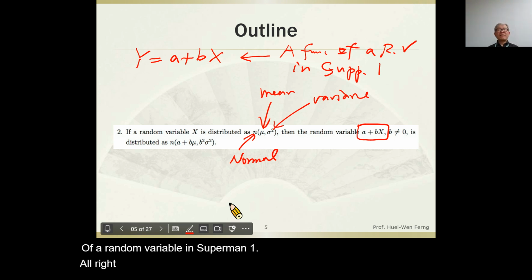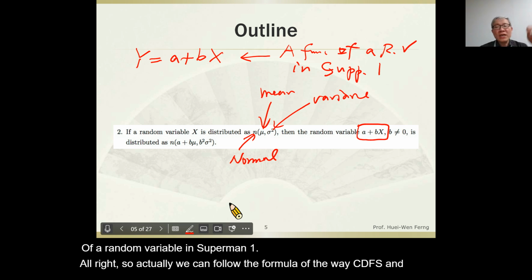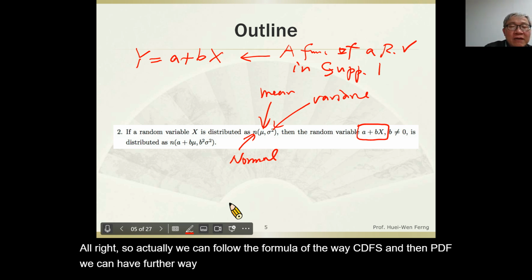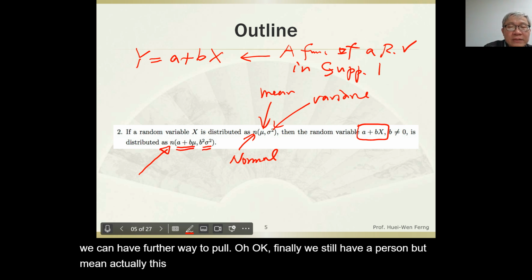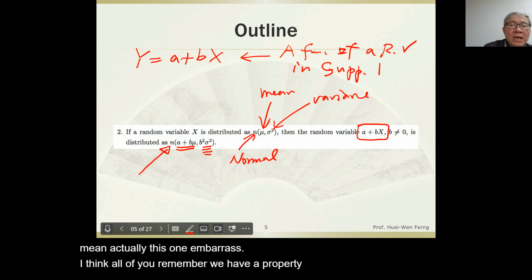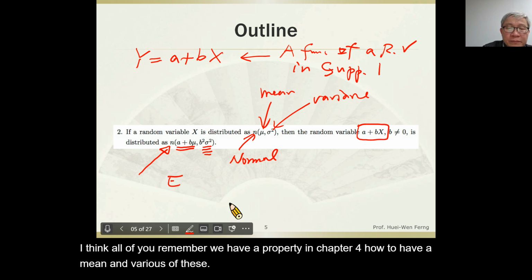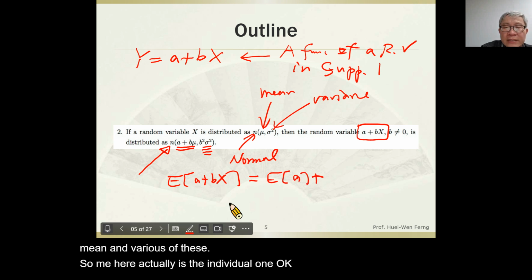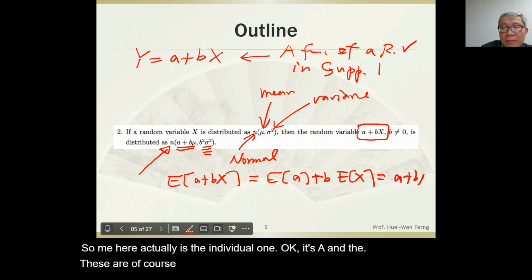Alright, so actually we can follow the formula, the way CDF first and then PDF. We can have the way to prove. Finally, we still have a Poisson, but the mean and variance. I think all of you remember we have a property in chapter 4 for how to get the mean and variance of these. So the mean here is the individual one, A and B. So of course it's a plus b mu.